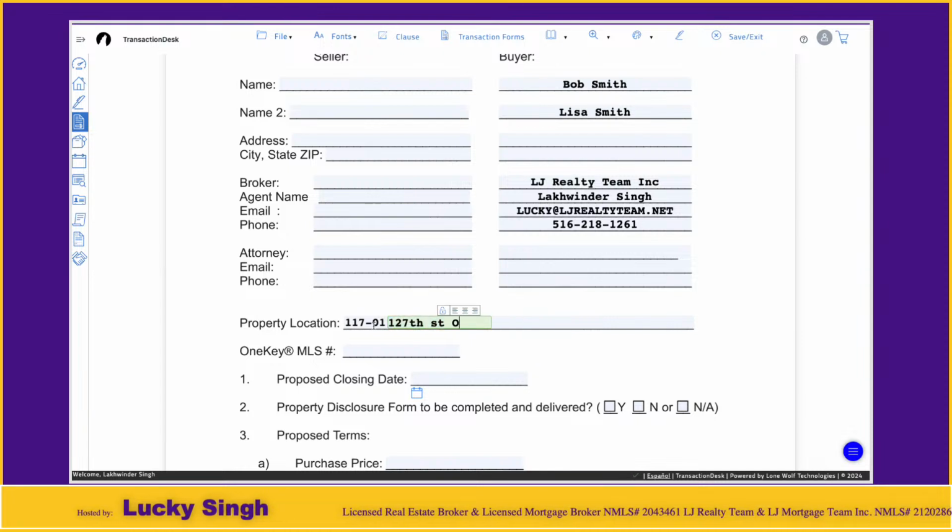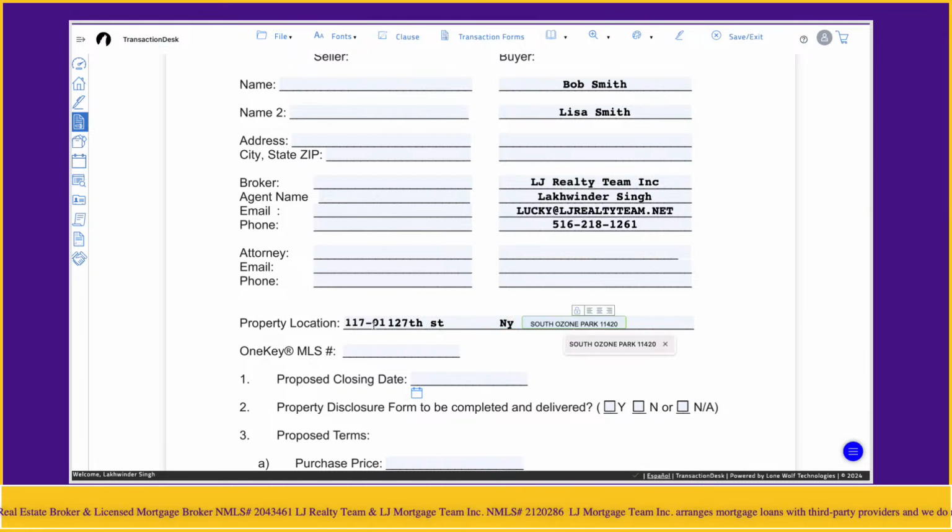Could be Ozone Park. See how it gets smaller? Maybe you want to put Ozone Park in here, or put New York here, South Ozone Park. If it gets too small, you can put it in here, right? By dividing this address, you can clearly see it. You don't want to put everything in one field, okay?